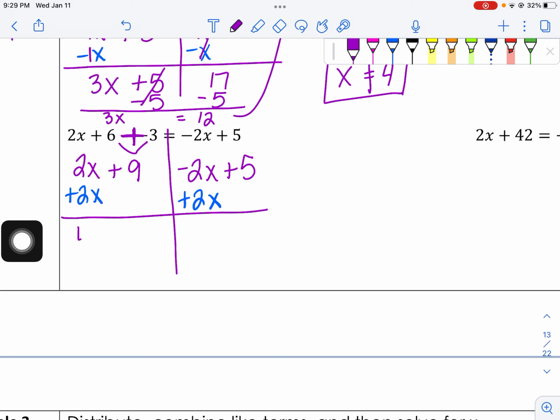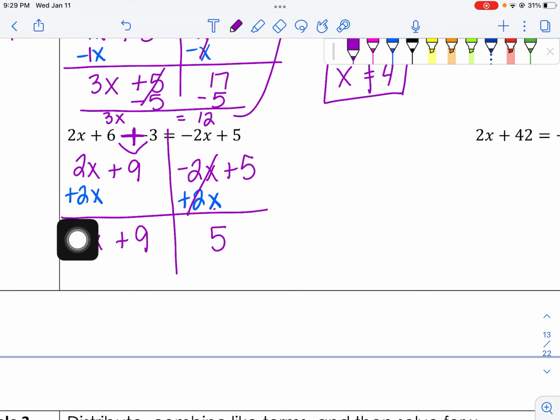2x plus 2x is 4x, and then you have plus 9. Negative 2x plus positive 2x gives me 0. That's what I wanted. I wanted to get rid of the x's on the right. And I still have a positive 5.